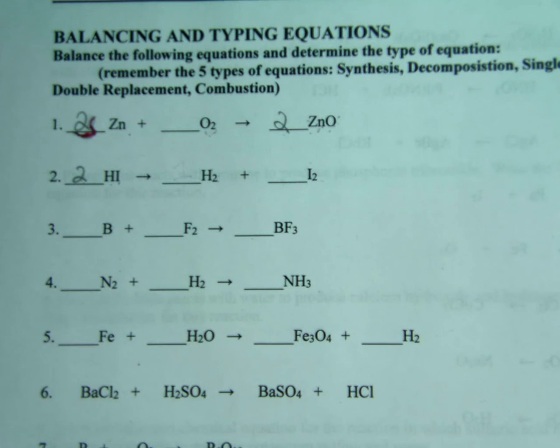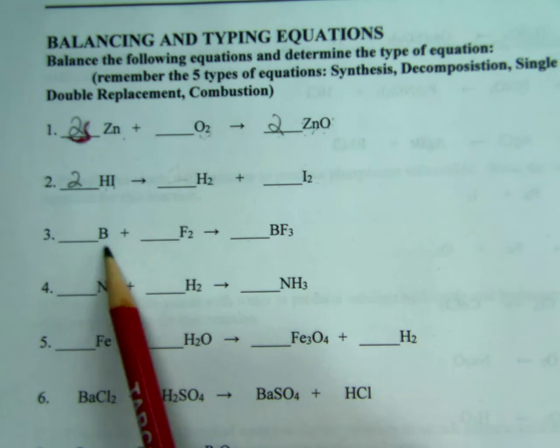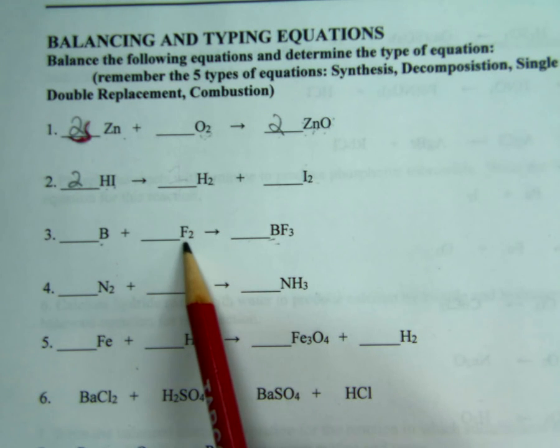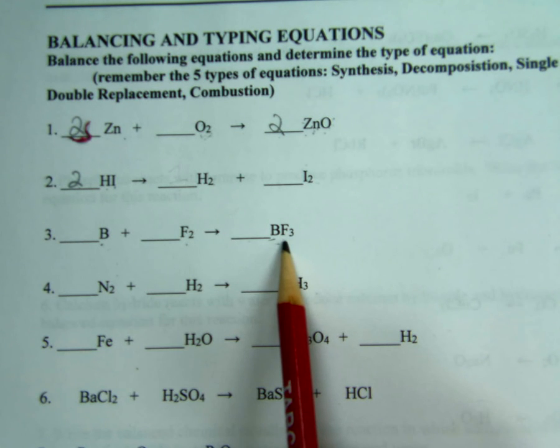Let's take a look at one more example. Here, I'm going to check my reactants to my products. I have 1 boron on my reactant side, I have 1 boron on my product side. So they're balanced and we don't have to do anything. Next, I'm going to check my fluorines. I have 2 on my reactant side and 3 on my product side.